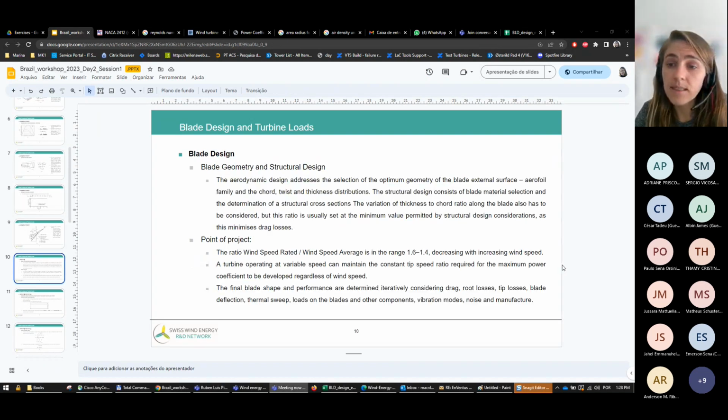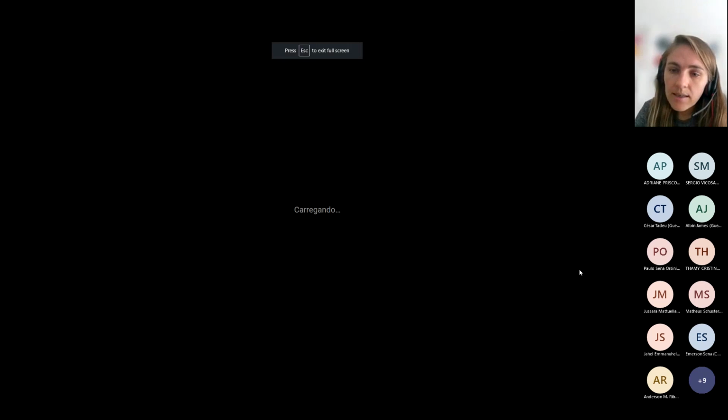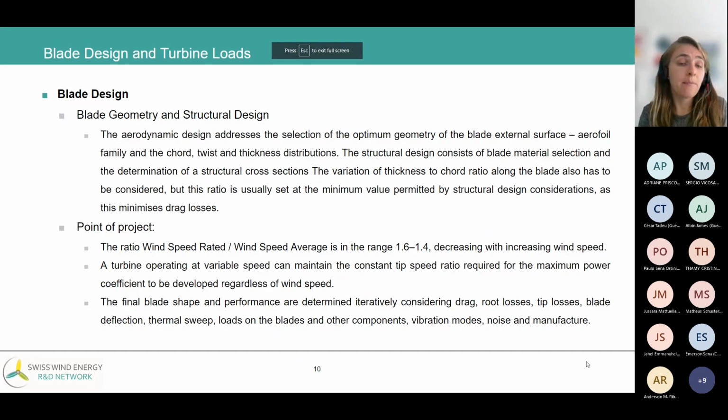Let me come back to the part of the blade design. As already mentioned in response to some questions, here I'm following a simplified blade design method based on a classical book, but it is the theory on which the real design is based.